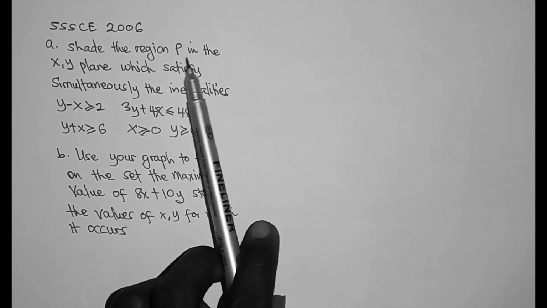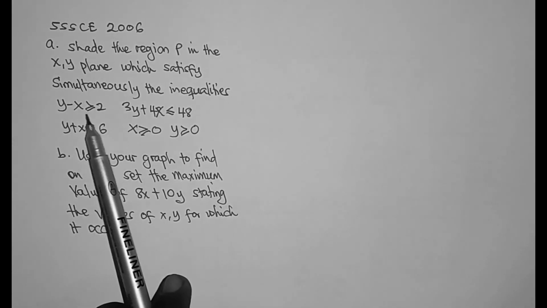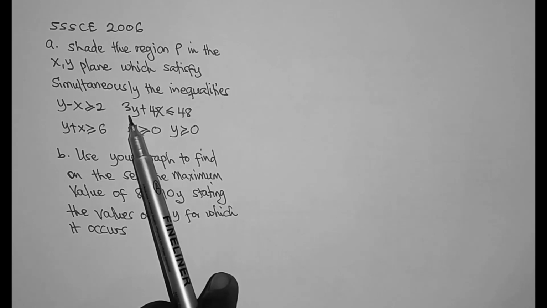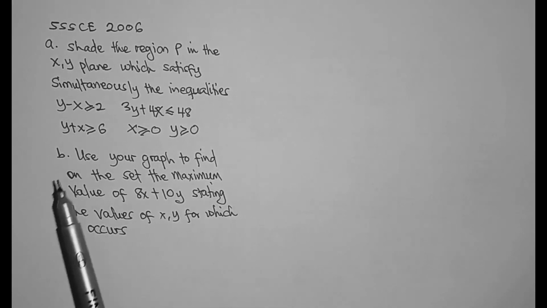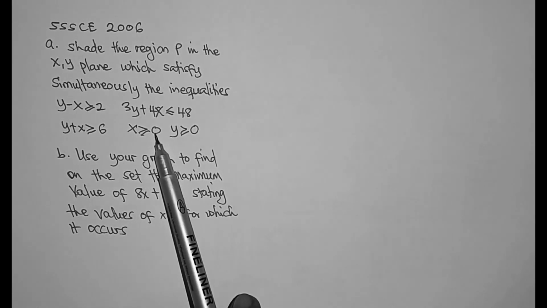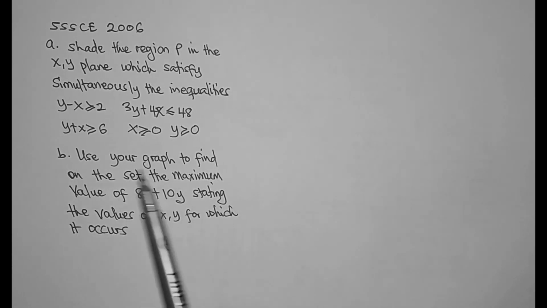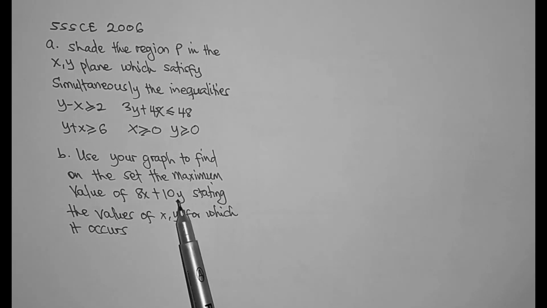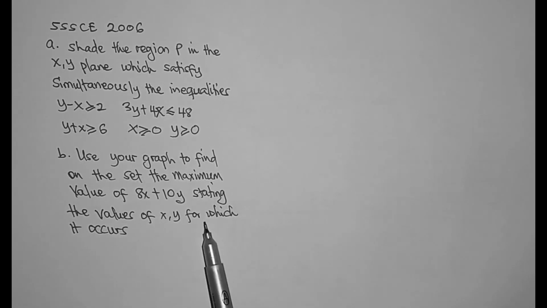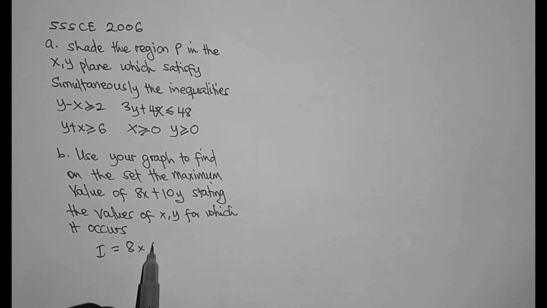Shade the region P in the xy plane which satisfies simultaneously the inequalities y minus x is greater or equal to 2, 3y plus 4x is less than or equal to 48, y plus x is greater than or equal to 6, x is greater than or equal to 0, and y is greater than or equal to 0. And the B part is use your graph to find on the set the maximum value of 8x plus 10y, stating the values of x and y for which it occurs. So from here we know that our objective function I is equal to 8x plus 10y.